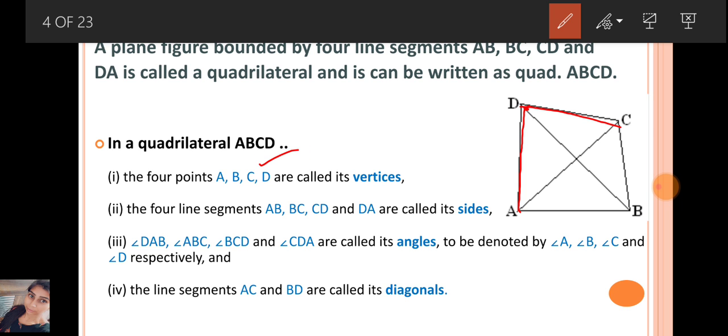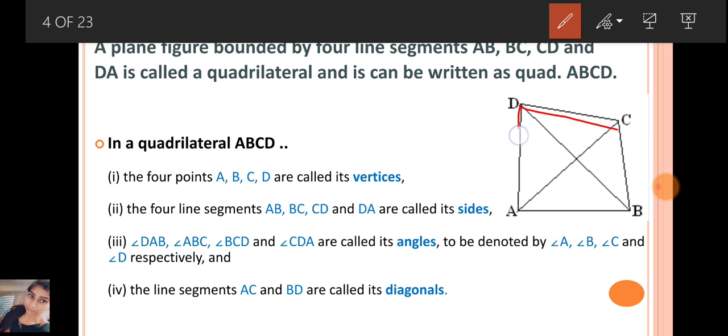Now let us see about the angles. Just see, this is one angle, so you can name this angle DAB and you can also write this as angle A. Okay, then go for the next one, angle ABC. Angle ABC can also be called angle B. Then BCD, this is also called angle C.